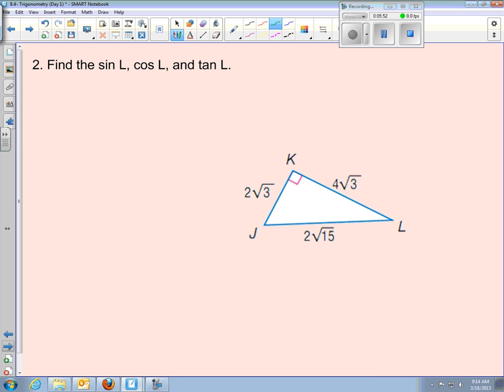It says find sine of L, cosine of L, and tangent of L. This one, if you can see, has some square roots in it. Nothing to be afraid of. Remember, we're all okay with square roots. So I'm just going to jot up here our SOHCAHTOA. I write this on the top of every page when I'm doing trig functions.